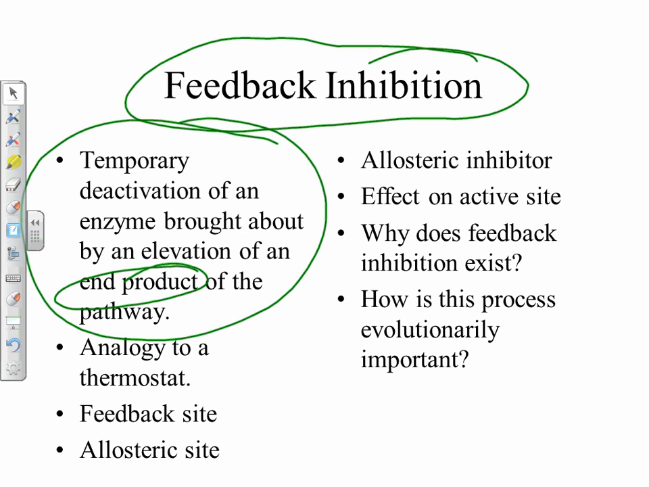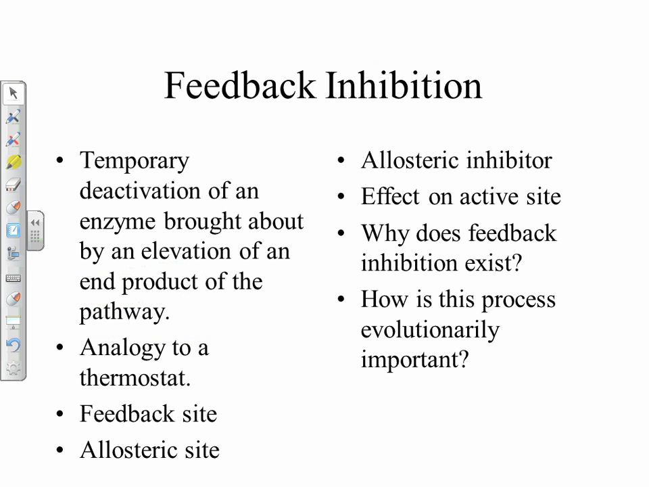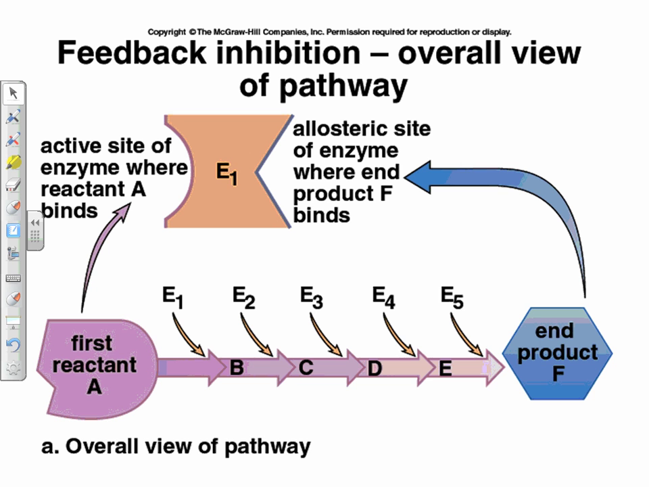This works a lot like a thermostat. It's a negative feedback thing. Make it, make it, make it, make it, make it. And then when you get to where you need to be, stop making it. Turn it back on later if you need to. Now the way this works is that here's an enzyme. Here's a metabolic pathway. This pathway is making some product.